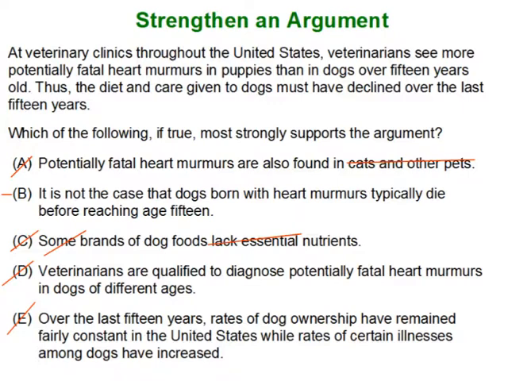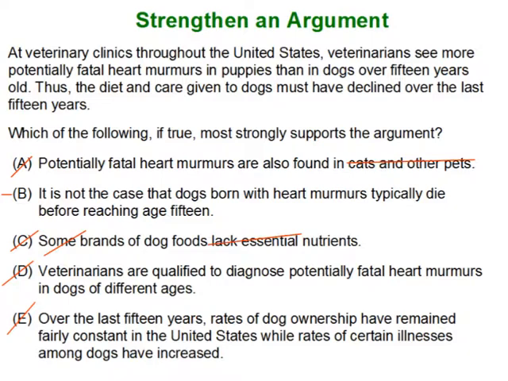And we'd be left with answer choice B, which kind of puts us in a rock and a hard place because we don't really like answer choice B, though we couldn't really see necessarily why it was wrong. So let's take a look. If it's not the case that the heart murmurs typically die before reaching 15, then it would be strange that there are more puppies than 15-year-olds experiencing heart murmurs.